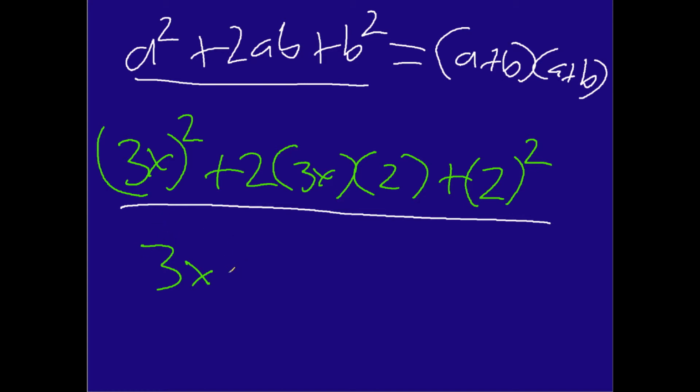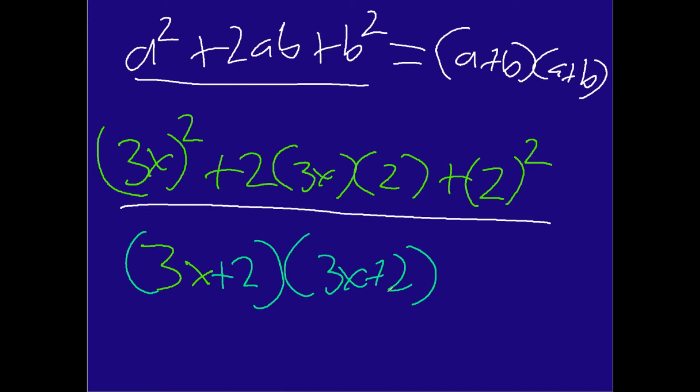So 3x plus, oh, wrong color. Excuse me. Guess the color doesn't matter that much. 3x squared plus 2. 3x squared plus 2. And again, if I were to work this out, you can clearly see the answer.